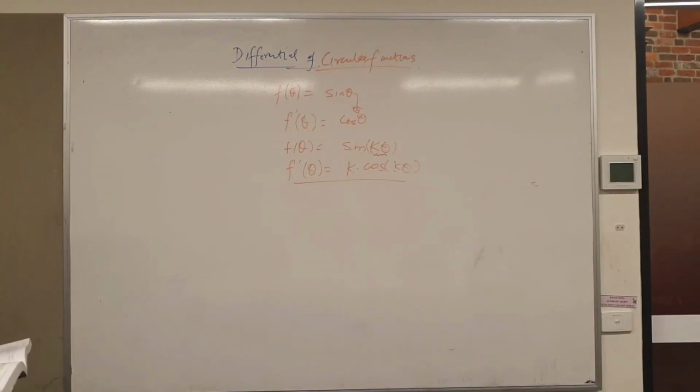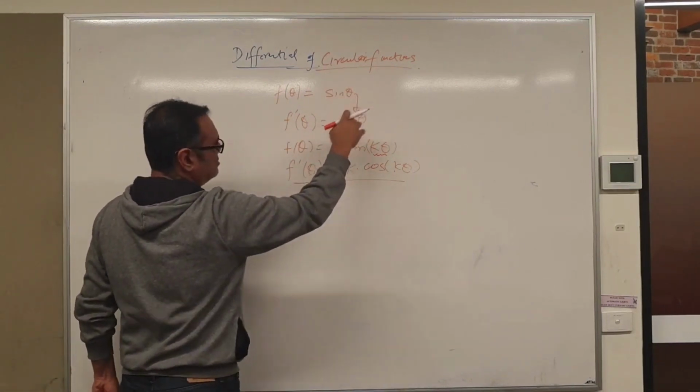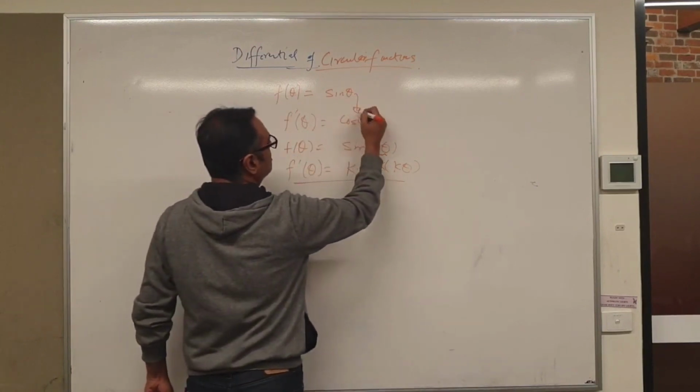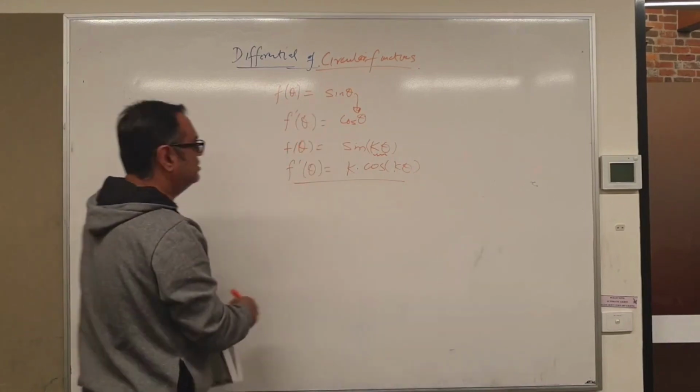Does that make sense, Romel? Yeah. Okay, we can talk about it later. You can go to the books. All your complementary angles come into the picture. That's why sine changes to cos and so on.